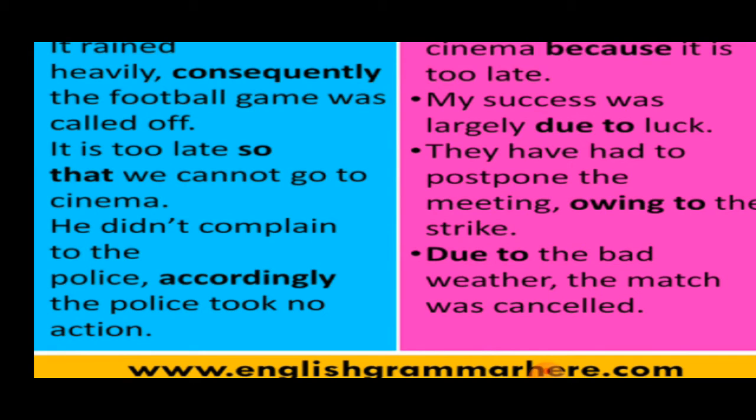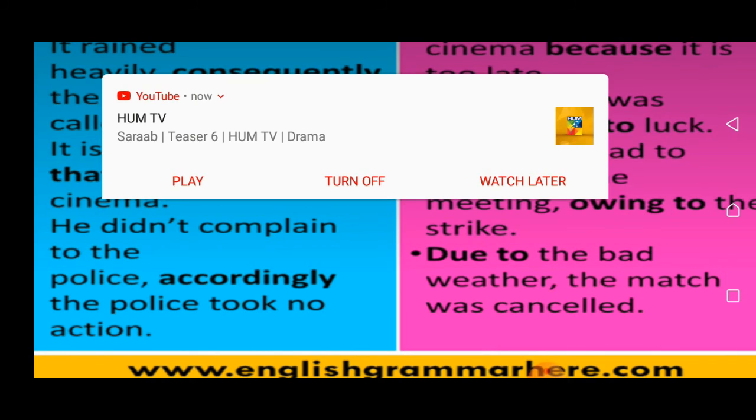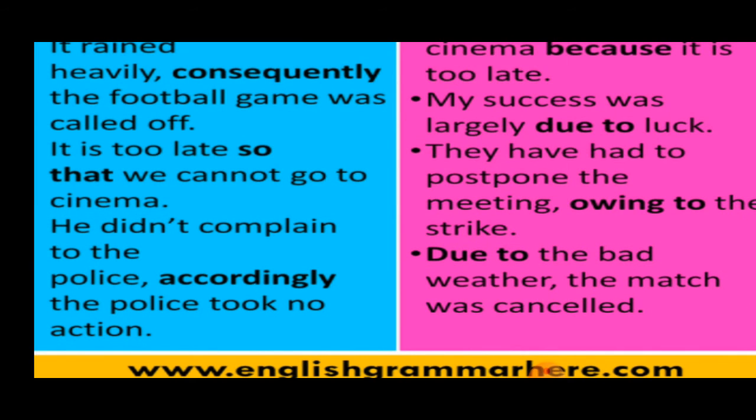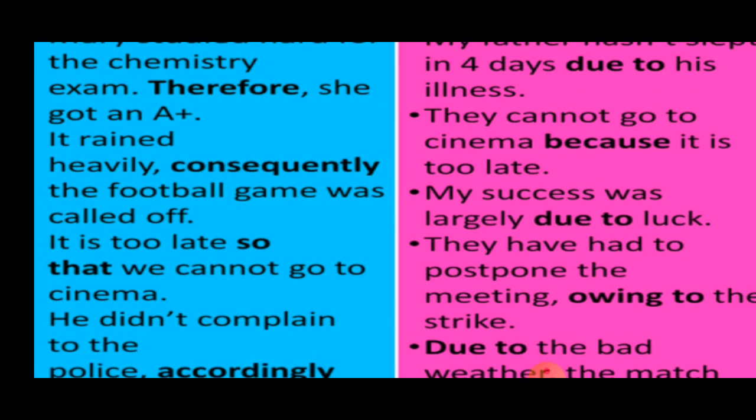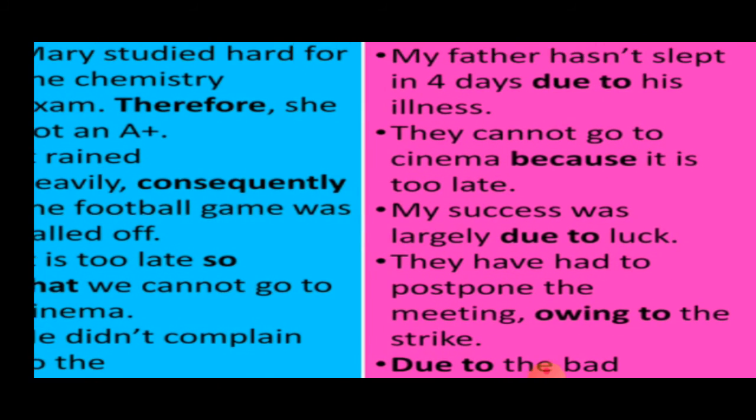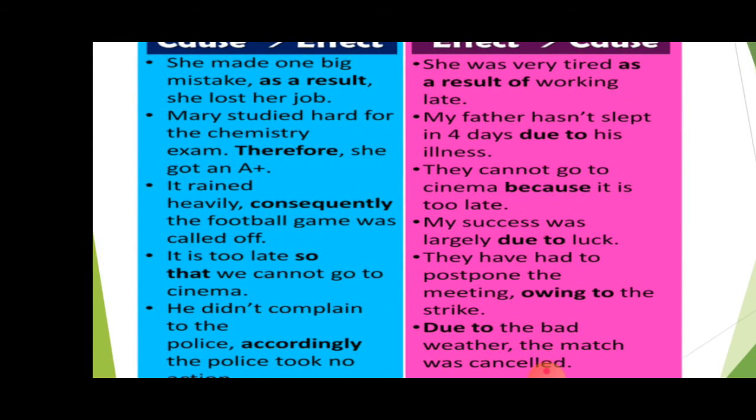He didn't complain to the police. Accordingly, the police took no action. So first, the first thing he did was he didn't complain. That's the cause. And the police did not take any action was the effect. So here we came across the cause and effect connectors: as a result, therefore, consequently, so that, accordingly.